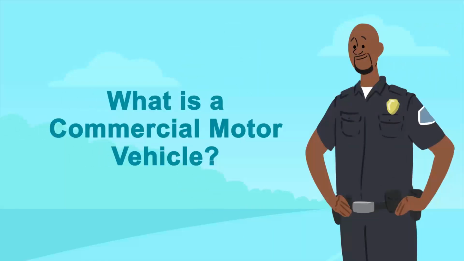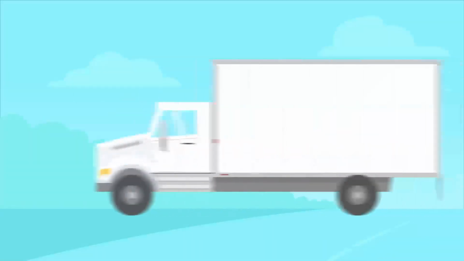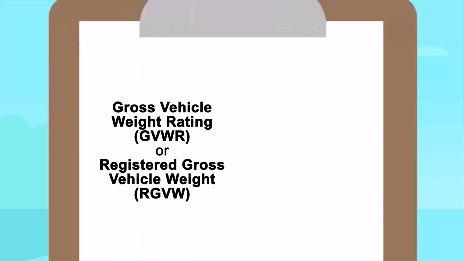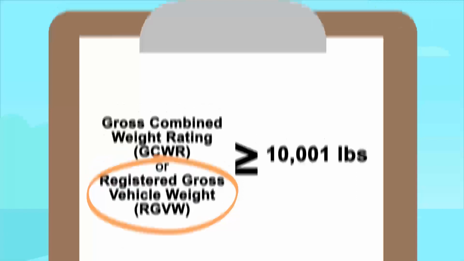What is a commercial motor vehicle? Let's start by defining a CMV. According to the Texas Transportation Code, a CMV is any motor vehicle or towed vehicle with a gross vehicle weight rating, GVWR, or a registered gross vehicle weight, RGVW, whichever is greater, of 10,001 pounds or more, or any combination of vehicles where the gross combined weight rating or the total RGVW of the combination is 10,001 pounds or more.